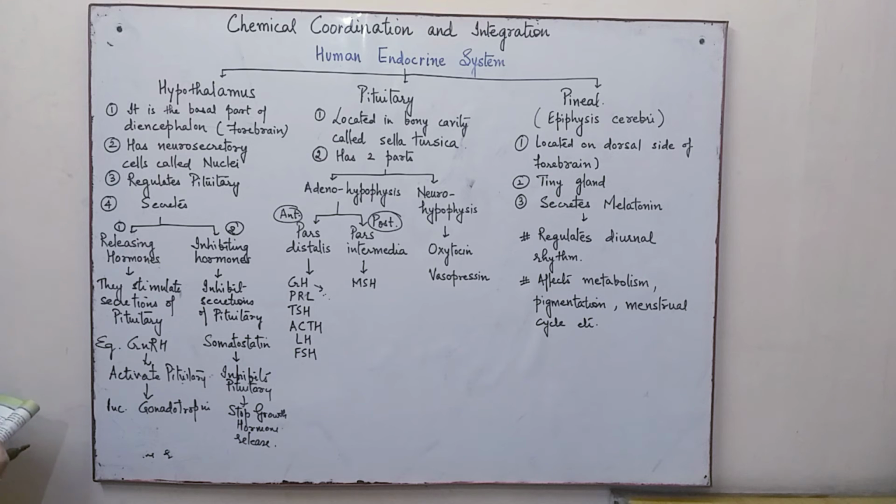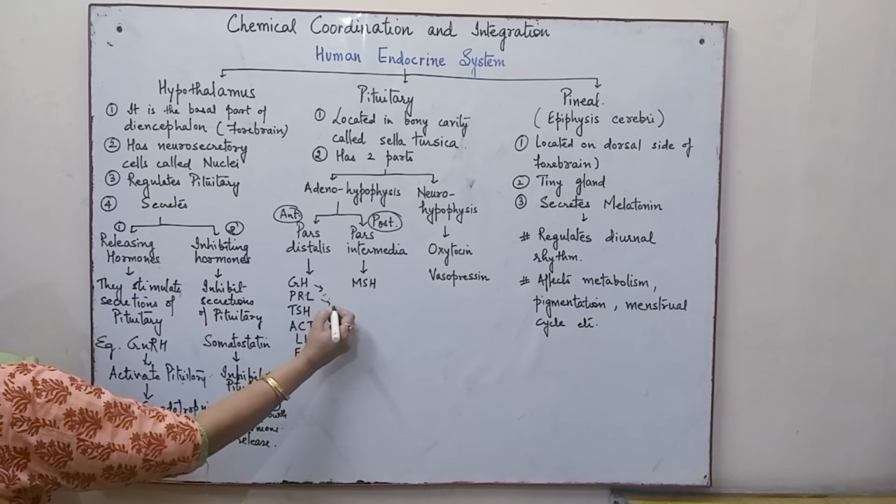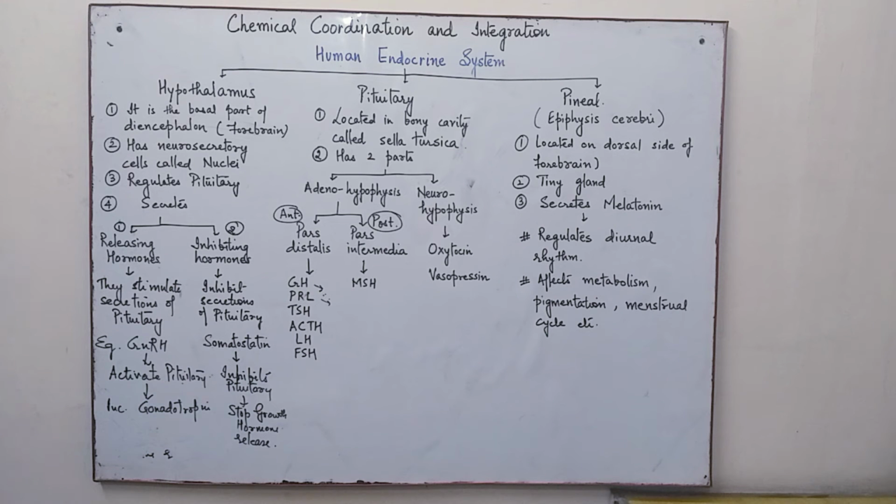Prolactin is also known as lactogenic hormone, and it regulates the growth of the mammary glands and the formation of milk within the mammary glands in mammals. So it is therefore called prolactin hormone. The TSH, or the thyroid stimulating hormone, helps in the synthesis and secretion of the thyroid hormones which are produced by the thyroid gland.